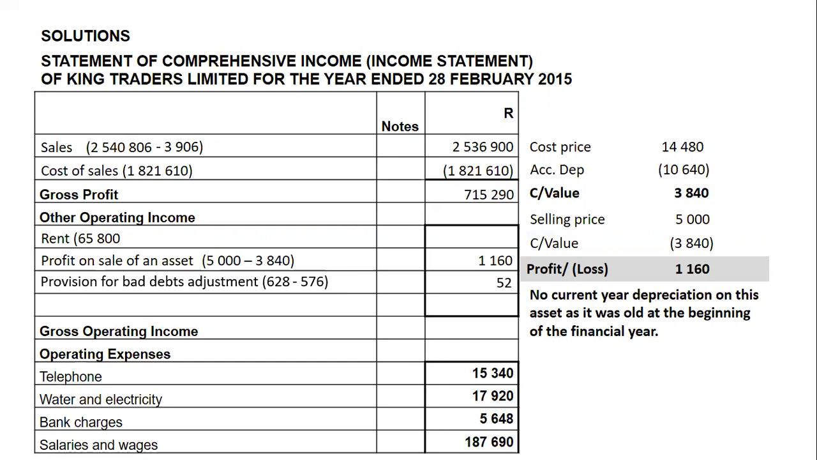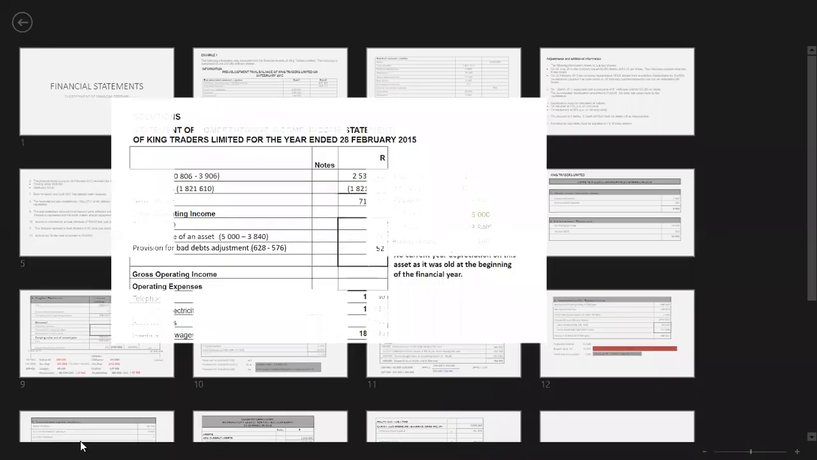I also included something on the right that I didn't discuss. No current year depreciation on this asset, which was sold at the beginning of the financial year. I think I did discuss it. I just wanted to put ink to that. Okay, let us go to the next transaction.